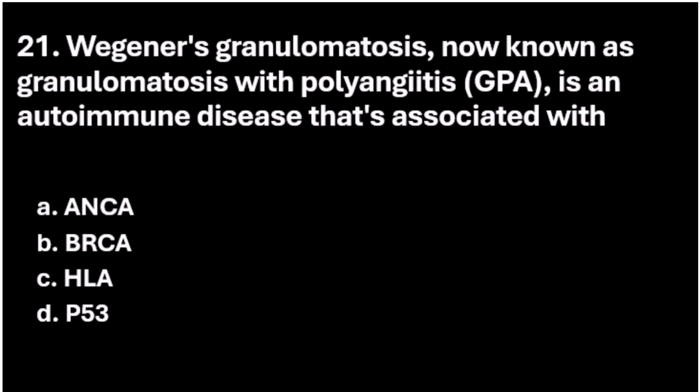Next question. Wegener's granulomatosis, now known as granulomatosis with polyangiitis, is an autoimmune disease that is associated with option A, ANCA, option B, BRCA, option C, HLA, option D, P53. The right answer is option A, ANCA.